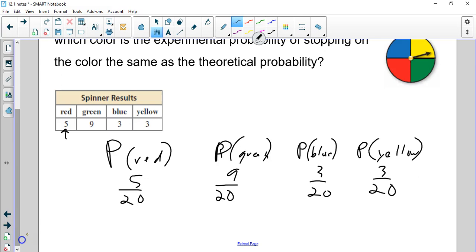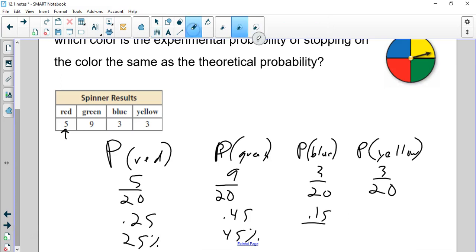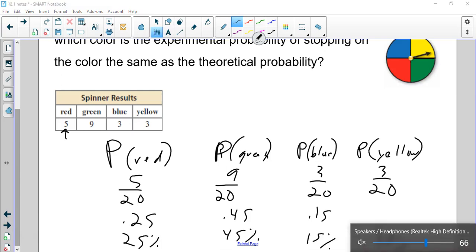Now, here's the thing. We can also do this as a percent or decimal. So red is 0.25 or 25%. 9 divided by 20 is 0.45 or 45%. And 3 divided by 20 is 0.15, or 15%. And obviously yellow is the same because they're both 3.